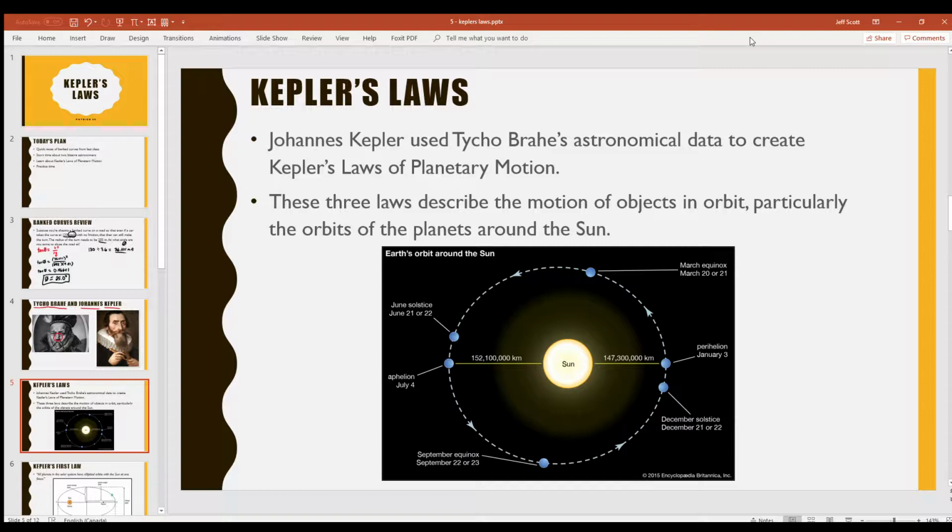It doesn't have to be the orbits of planets around the sun. You can also use this to explain how satellites go around the Earth, or how the moon goes around the Earth, or how any of the moons of other planets go around those planets. Kepler's laws are all about objects in orbit, and orbit is, of course, caused by gravity.